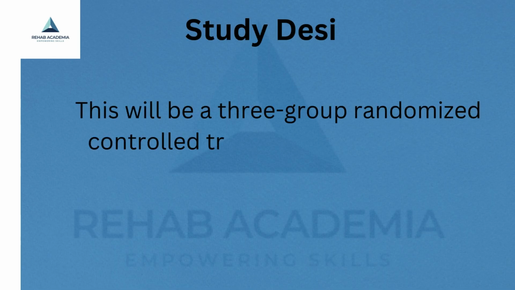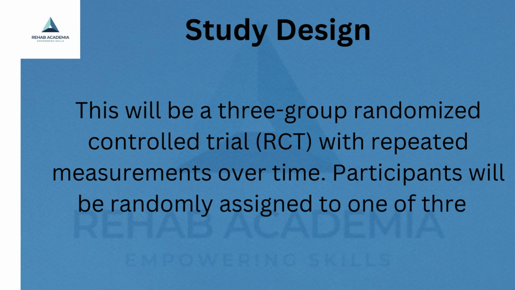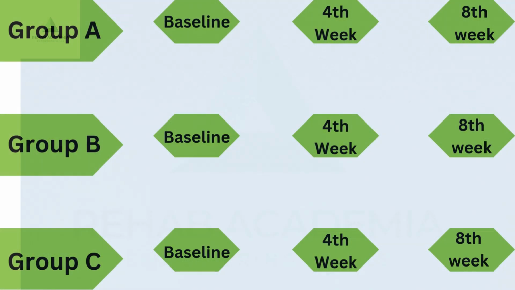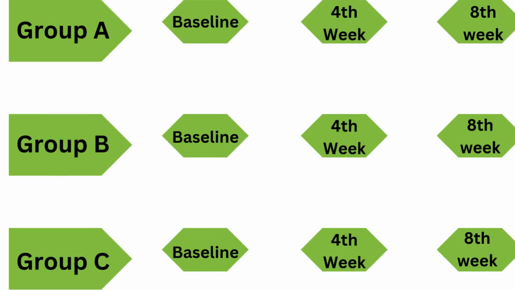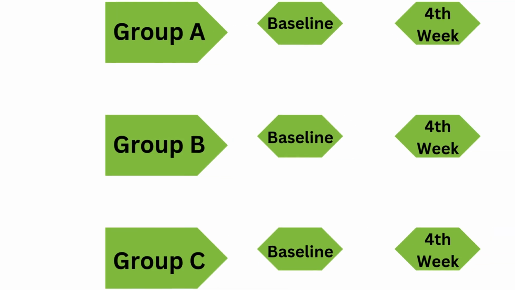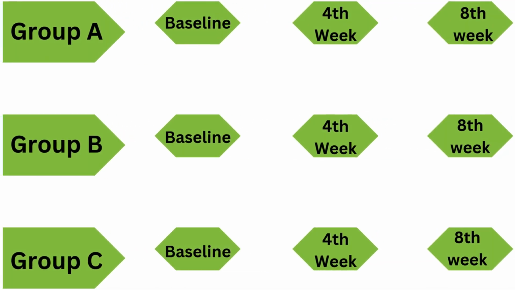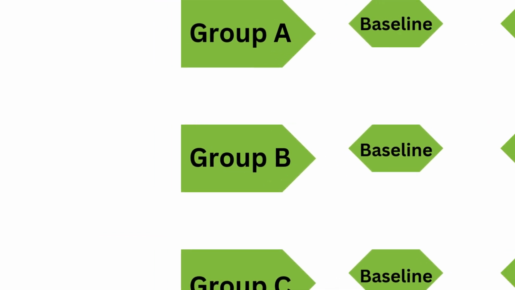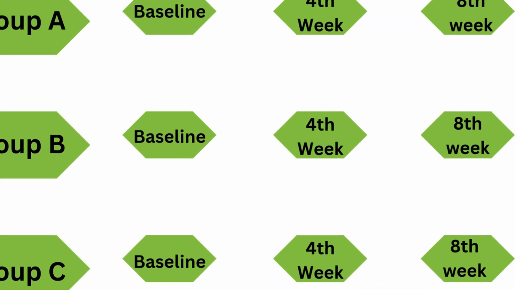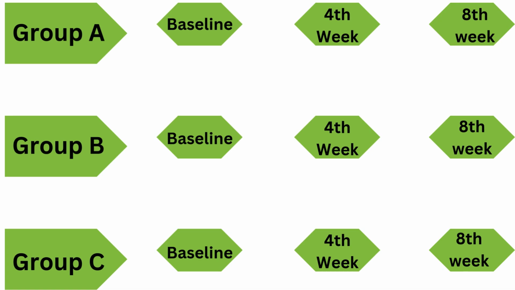The study will use a 3-group randomized controlled trial, RCT, design with repeated measurements over time. Participants will be randomly assigned to one of 3 different physiotherapy intervention groups, ensuring a balanced distribution across the treatments. The repeated assessments at baseline, 4th week, and 8th week will help track the progress and treatment effects for each group.